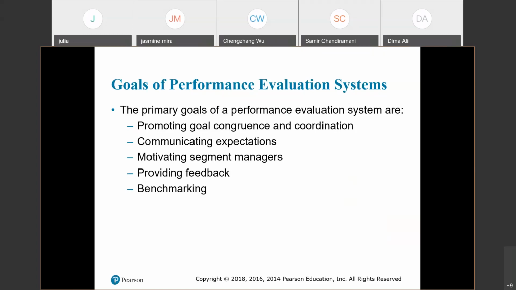Providing feedback. So, as noted earlier, in decentralized companies, top management is not involved in the day-to-day operations. So, the performance evaluation system provides the upper managers with the feedback it needs to maintain control over the entire organization, even though it has delegated responsibility and decision-making authorities to the segment managers. If the targets are not met at the unit level, upper management will take corrective actions.